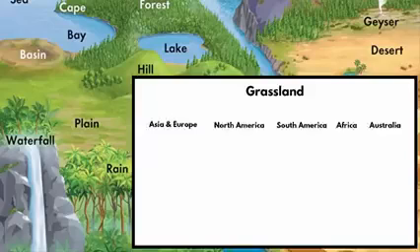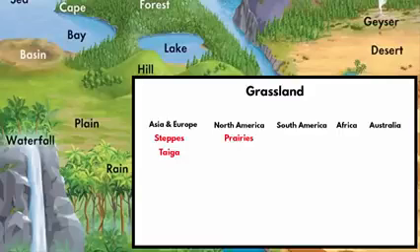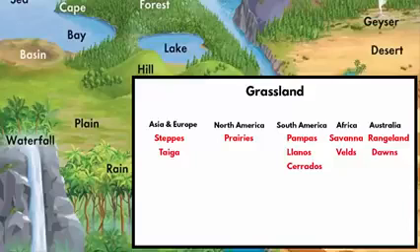Now grasslands are known by different names in different parts of the world. In Asia and Europe, it is called steppes or taiga. In North America, it is called prairies. In South America, it is called pampas, llanos and cerrados. In Africa, they are called savannas and velds. And in Australia, they are called rangelands or downs.